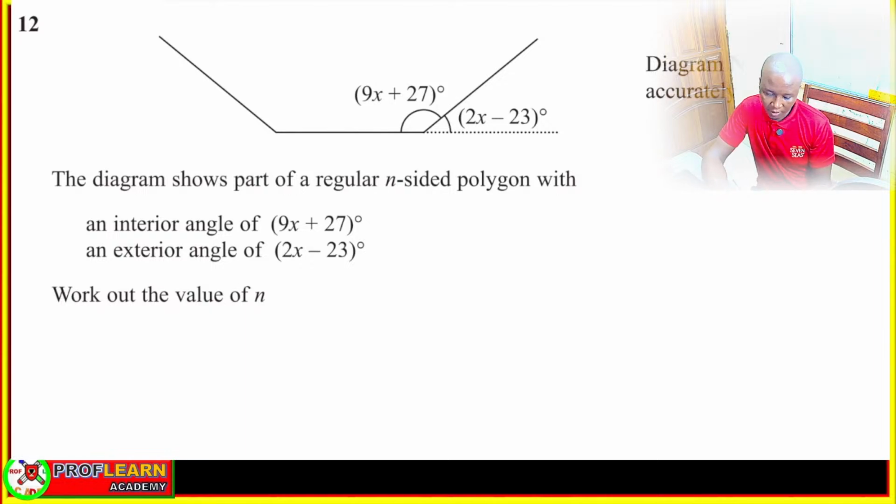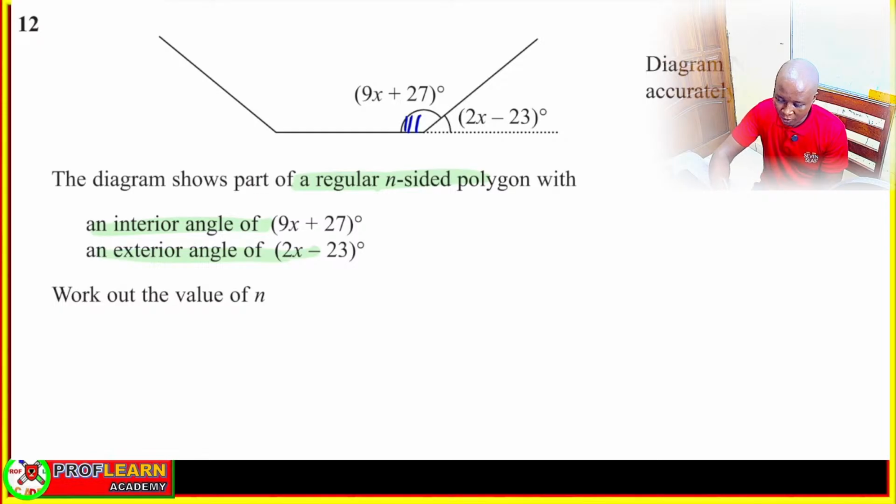And here we are given a diagram that shows a regular polygon. This is a regular polygon that is given here, and we have one interior and one exterior angle at that particular point. We are supposed to find the number of sides in that case. What you are supposed to do is to remember that this interior angle plus the exterior angle form 180 degrees. They form a straight line.